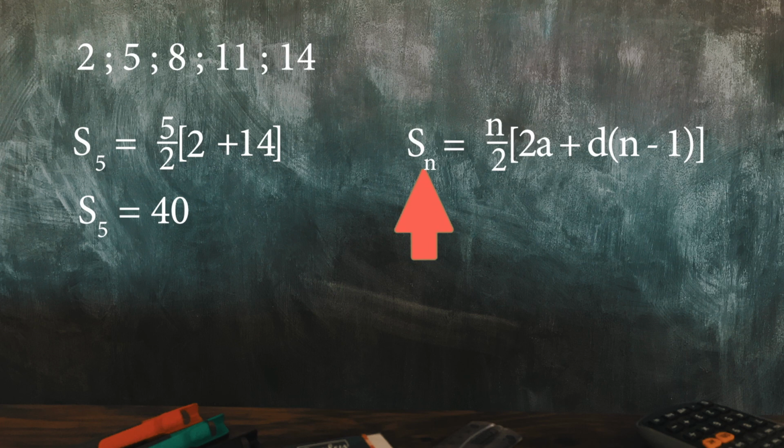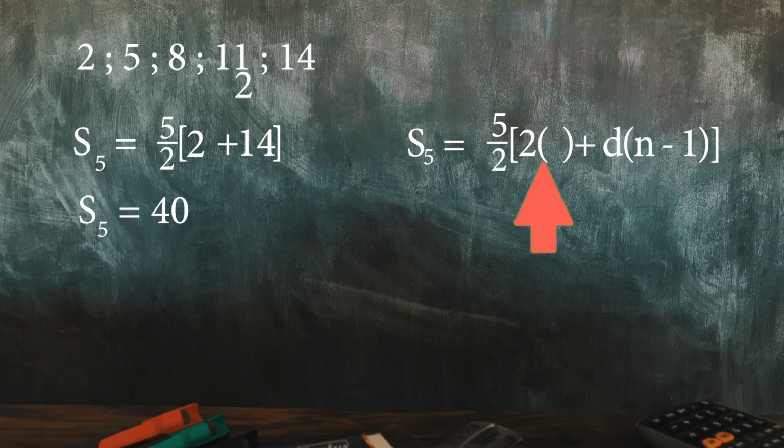This is the sum of a certain amount of terms, if we know how many there are, is equal to n divided by 2. And then we have 2 times a. Now if we start at the first term, this a will be a 2. So there it is. Plus d, which is our constant difference.